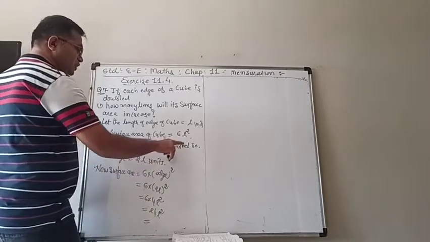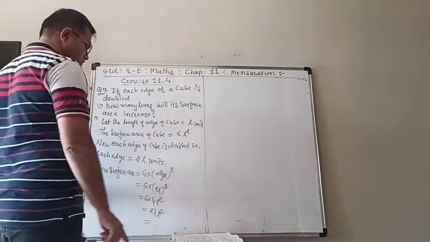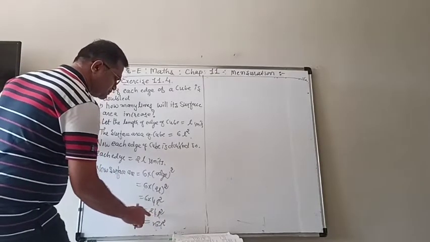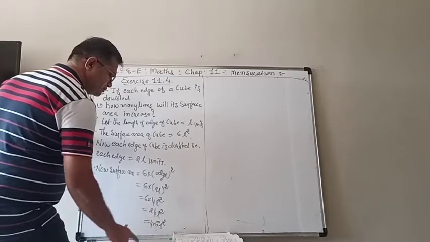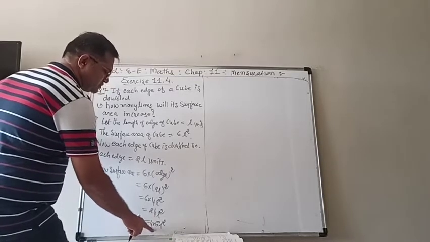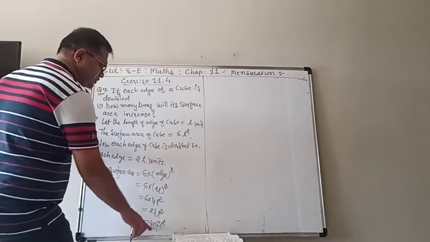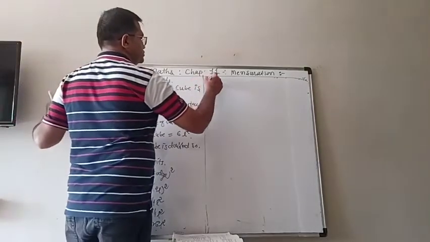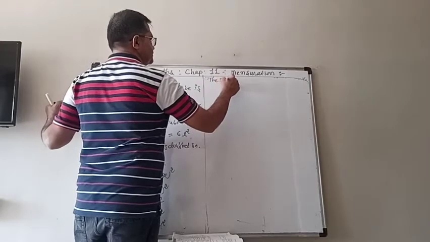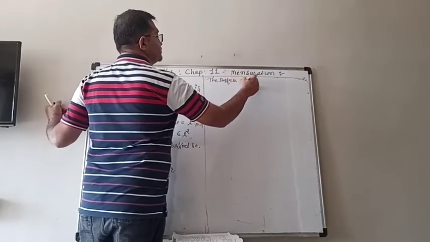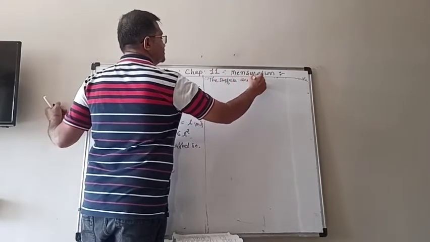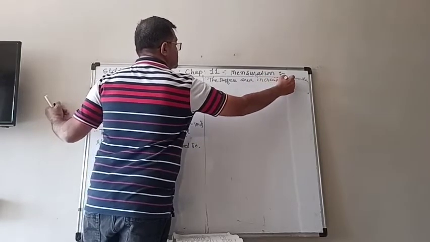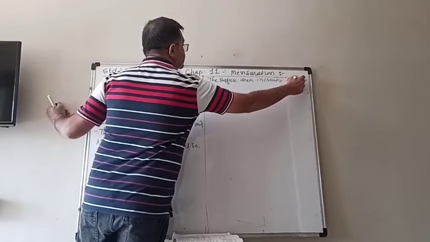But the original was how much? 6L square. So 6L square multiplied by how much is 24L square? 4. It means that it is how many times increasing? 4 times. Therefore, the surface area increases how many times? 4 times.